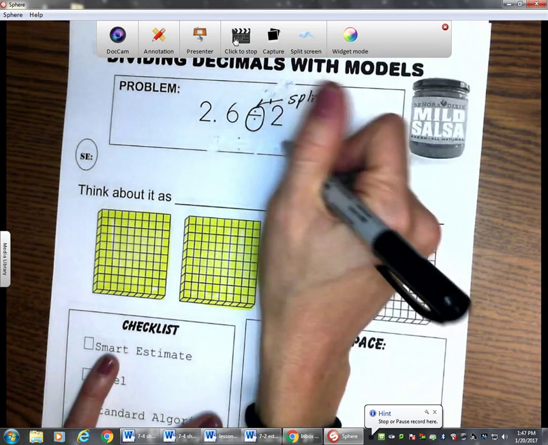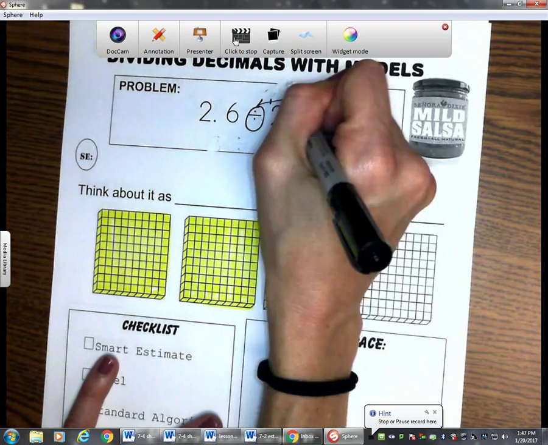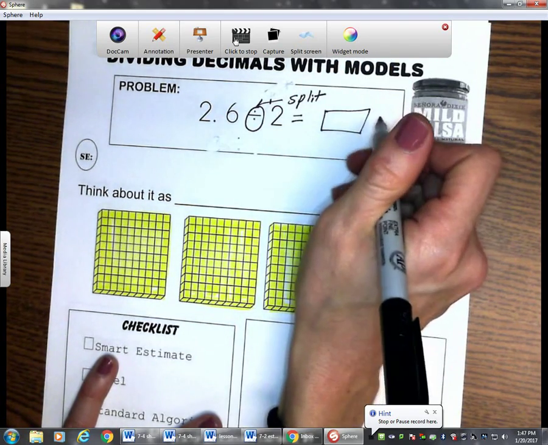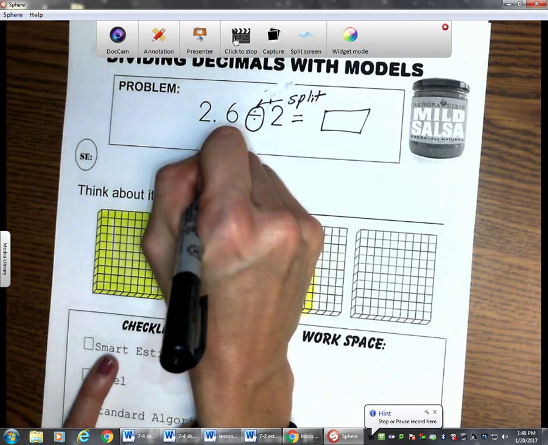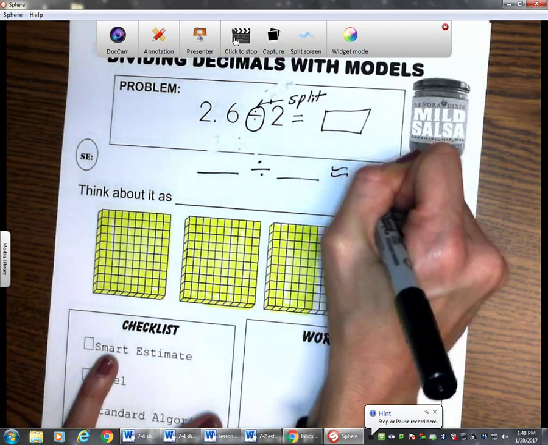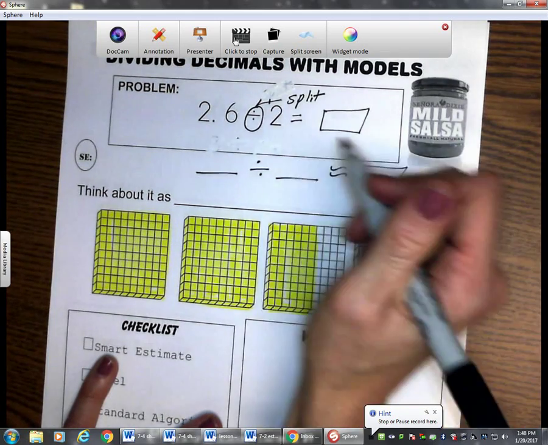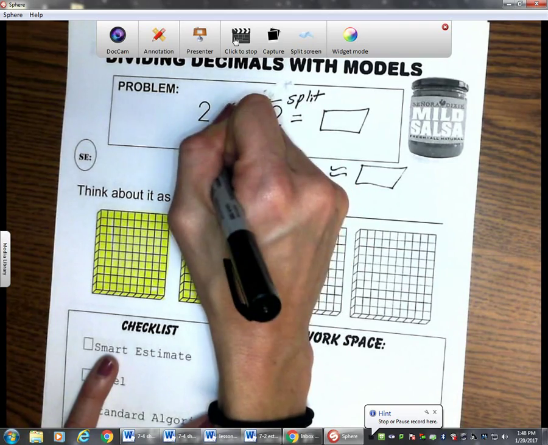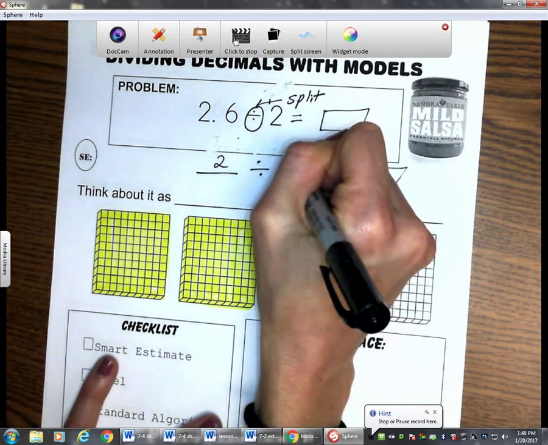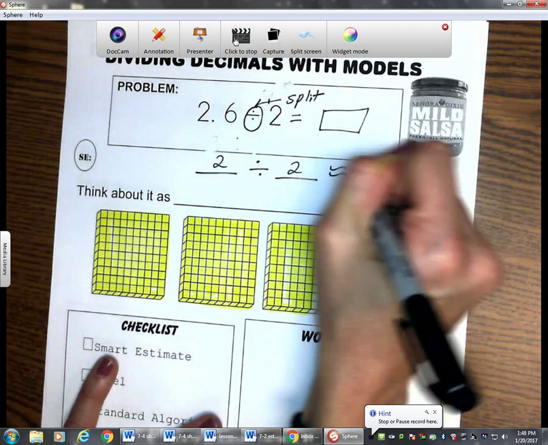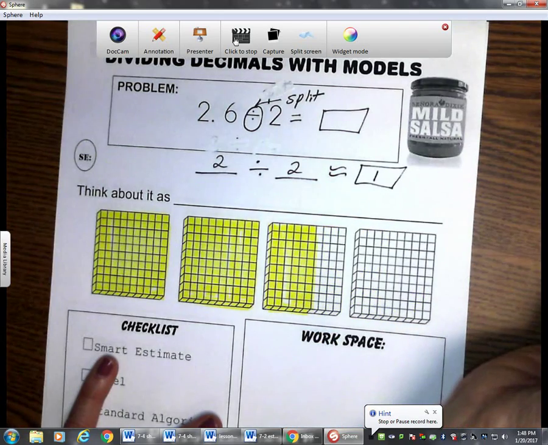Okay, so first I have to make an estimate. Now just remember that division is actually multiplication backwards. So for your smart estimate, what divided by what is about what? Maybe we can say this is kind of like 2 divided by 2, and so our answer, what times 2 is 2, should be somewhere around 1.